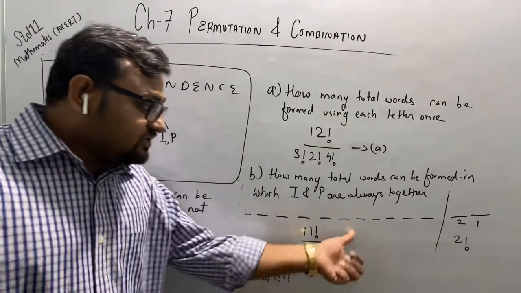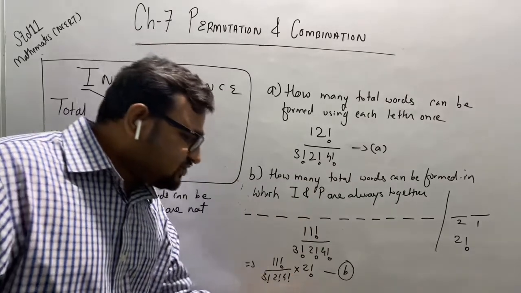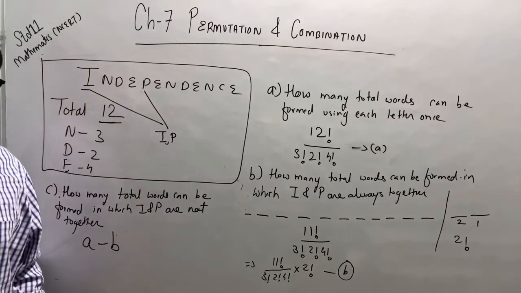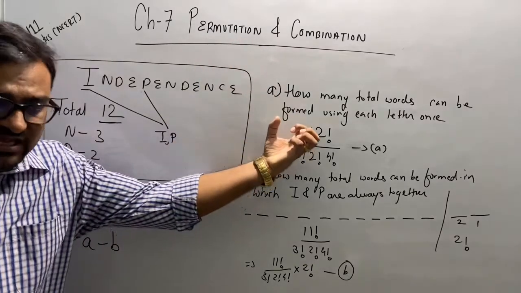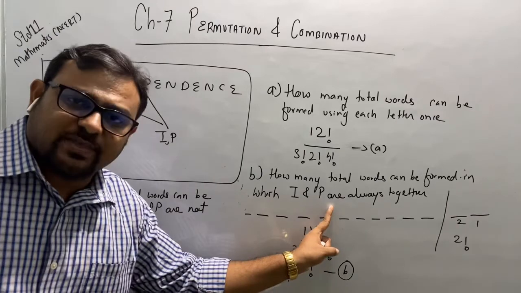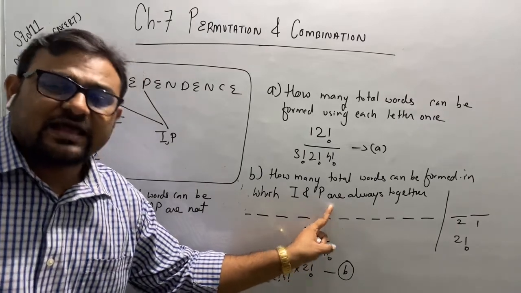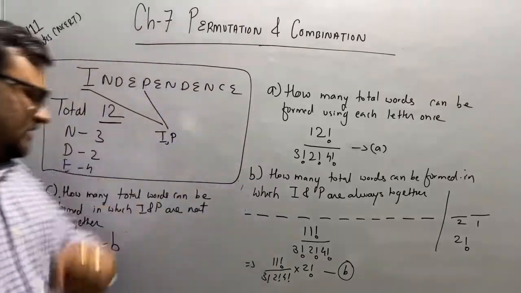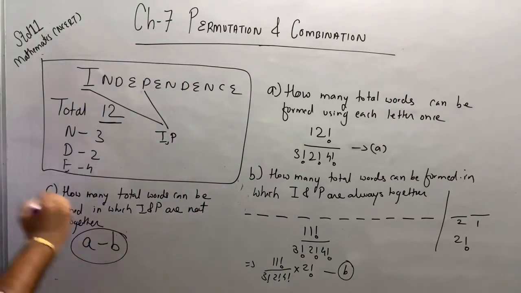Now from that, what was this? I and P are always together, B. When I subtract it from the total number of words, I have subtracted those words in which I and P are together. So the remaining are the words in which I and P are not together. So this will be your answer.